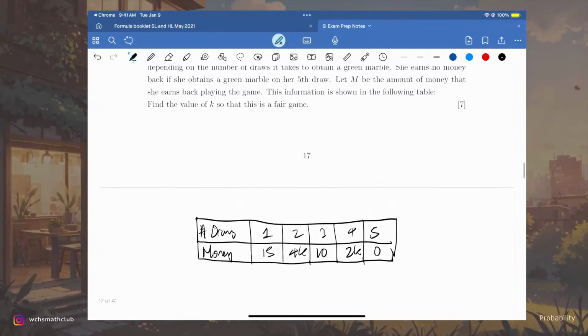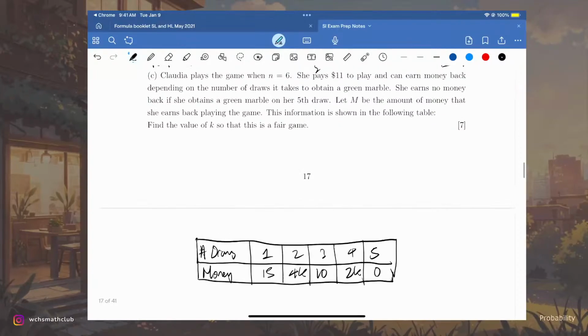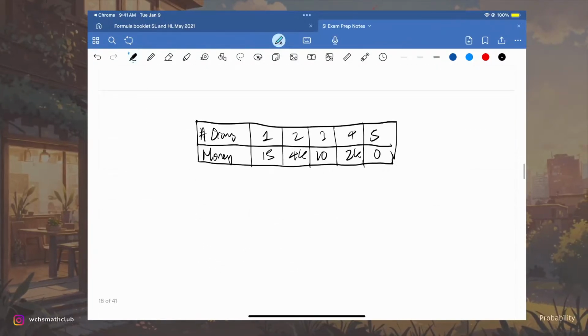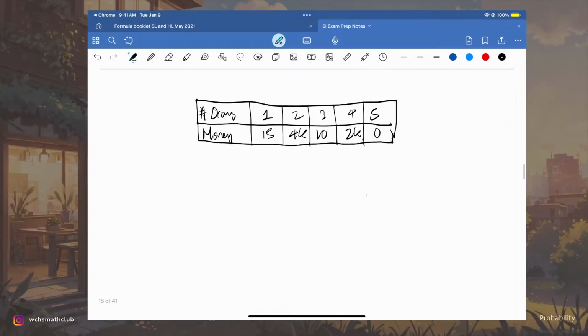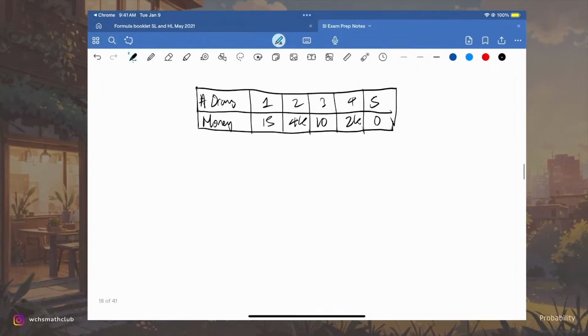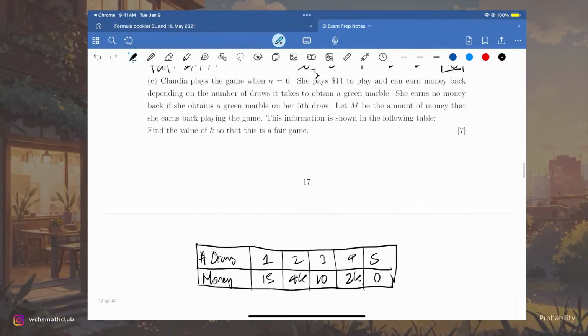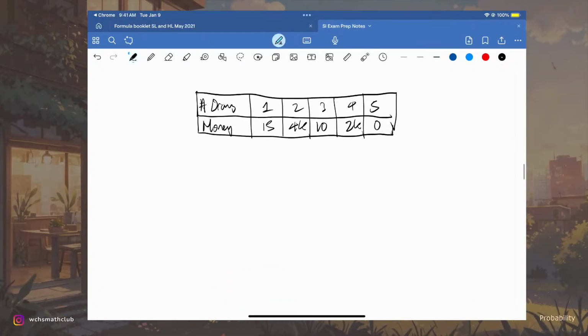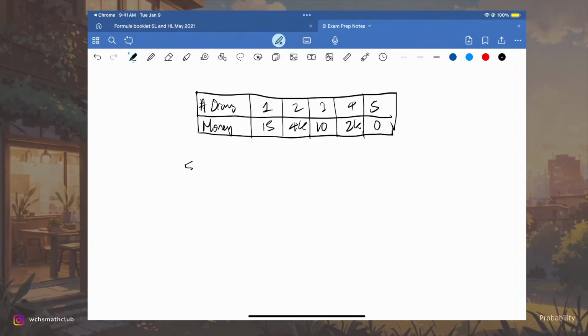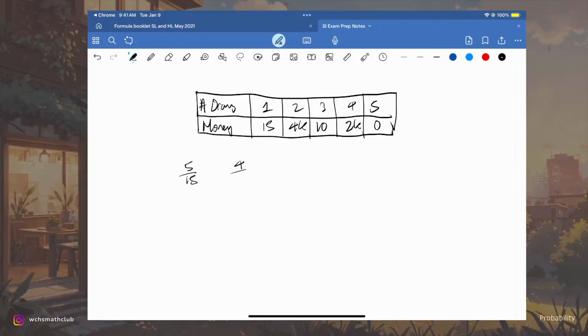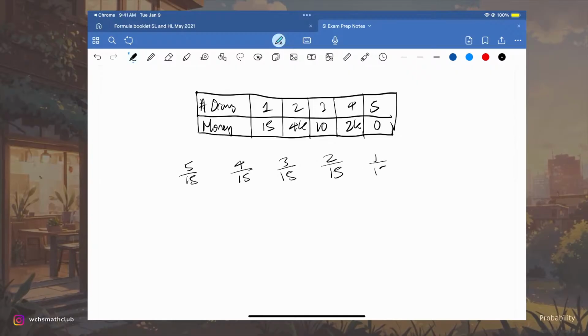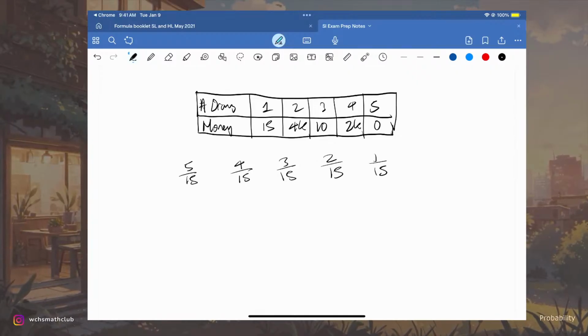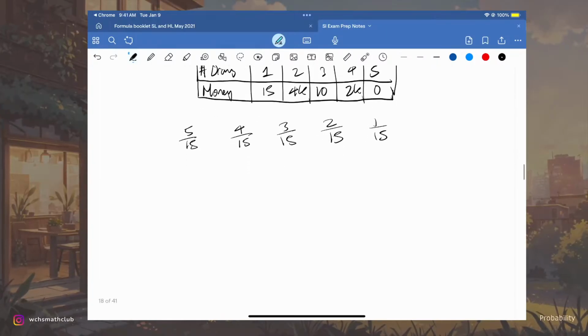So I hope you all had a chance to try out the problem. And the problem is actually quite lengthy, so I'm not going to go through the full details. But basically, to calculate the number of draws, you're just going to repeat the same strategy, and you get 5 over 15, 4 over 15, 3 over 15, 2 over 15, and 1 over 15 for the probabilities for each of the number of draws, respectively. And what we're going to do is calculate an expected value.